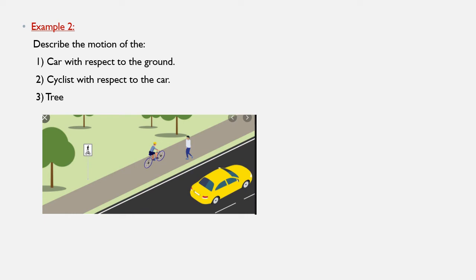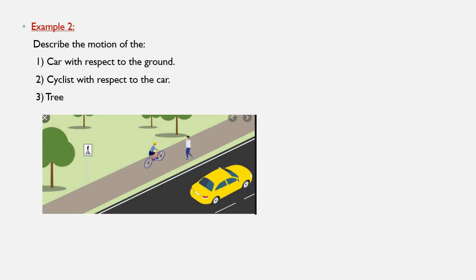Let's take one more example. In this example, the question is to describe the motion, which means say if the object is in motion or at rest. The first part. Describe the motion of the car with respect to the ground. Here the car is moving, and the cyclist is moving and the woman is moving.